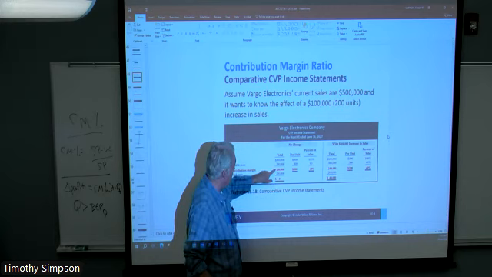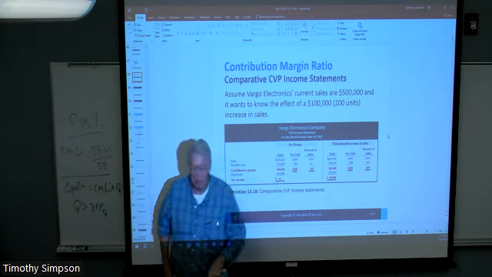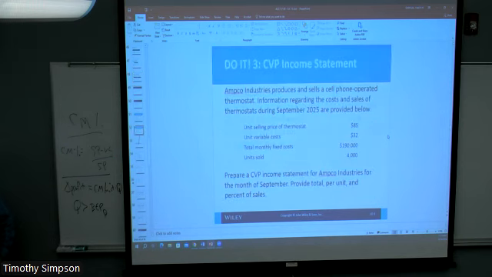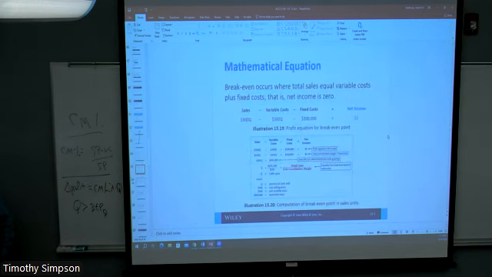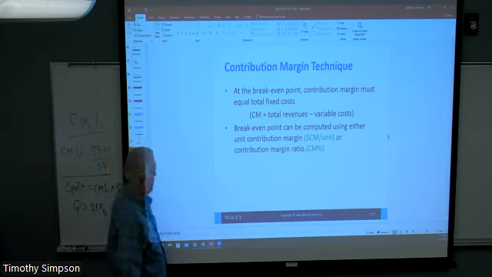So where contribution margin equals fixed costs is a break-even scenario. And that's really an important thing for us to be cognizant of here, this particular relationship. So at the break-even point, contribution margin must equal total fixed costs, meaning the total revenues and total variable costs are the same. And all we're doing here is simply reworking the terms of the equation, right?